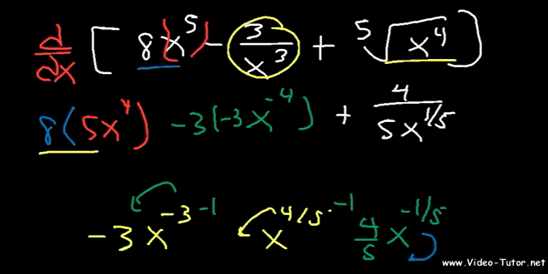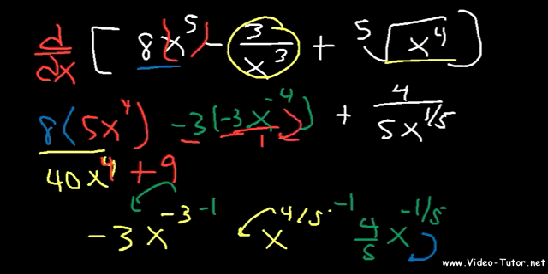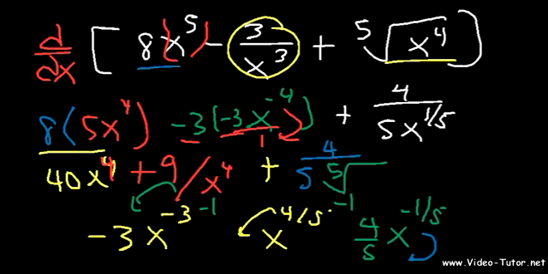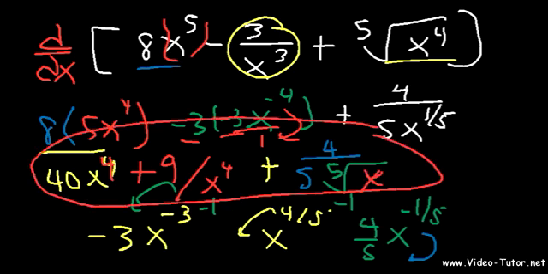So now let's simplify. 8 times 5 is 40. So we have 40x to the 4th. Negative 3 times negative 3 is positive 9. And then move the x to the bottom. So 9 divided by x to the 4th power. And then plus 4 over 5. And convert it back to radical form. The 5th root of x to the 1st power, which is just x. So that's how we can differentiate that particular function.